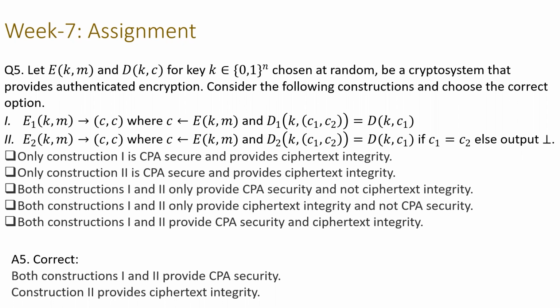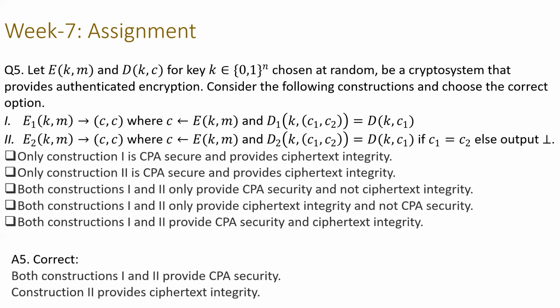So I was arguing that the construction provides ciphertext integrity. I guess in your assignment answer, it is provided that construction 2 also does not provide ciphertext integrity, but I feel like it provides. And my argument, so I can think over it again. I feel that this provides ciphertext integrity. I will argue my part of the argument here.